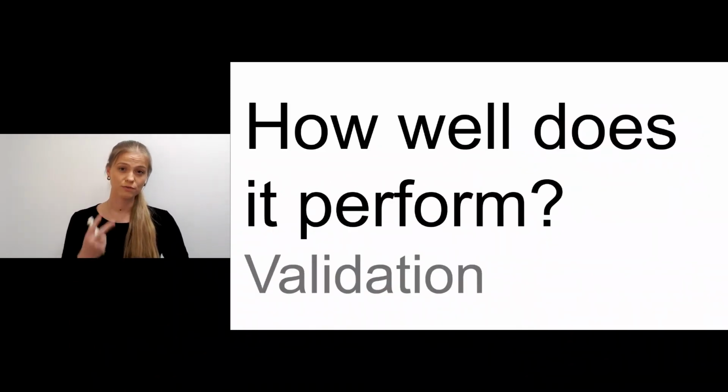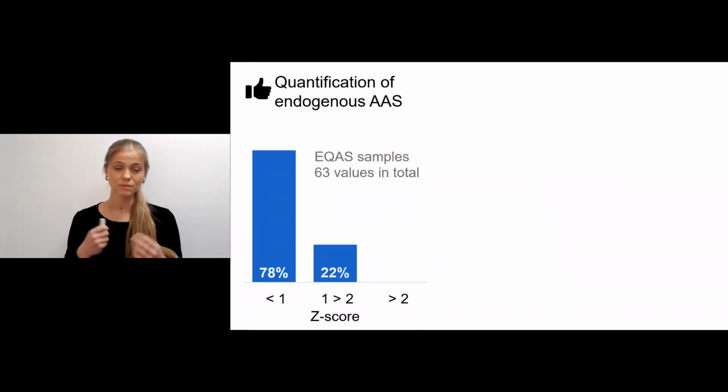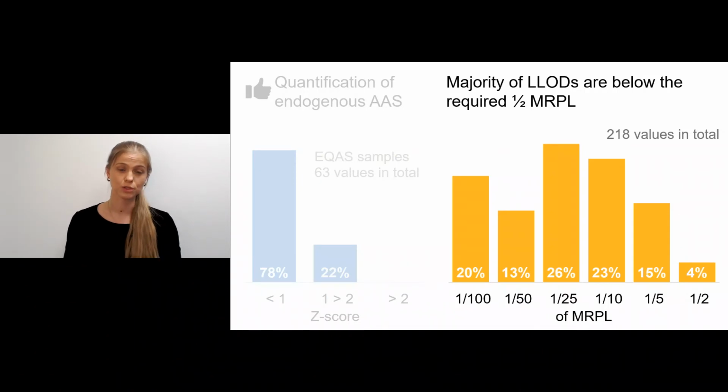So for the validation, I want to show you 2 results. First is the quantification of the endogenous steroids, which is not negatively affected and is actually quite accurate, where the majority of the values are below 1 on the Z-score. And for the distribution of the lower limit of detection, you can see that for the bulk of the results, we are actually below the required half mmol, which is the minimum requirement.